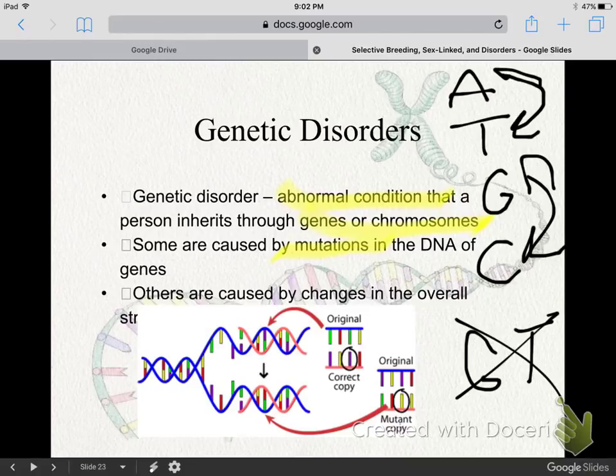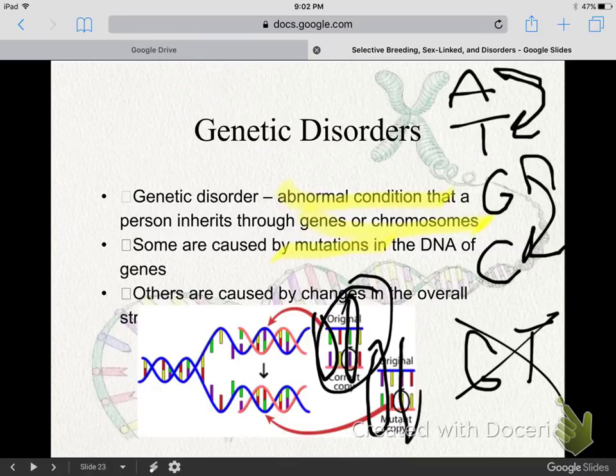Other genetic disorders are caused by changes in the overall structure of the DNA. So you see in the picture here, it shows the original, and it shows green matching with purple, green matching with purple. That's correct. And red and yellow, red and yellow. But when you look at this one, you have your green and purple. Our purple matched with yellow that time. So that's considered a mutant copy. That's a mutation.